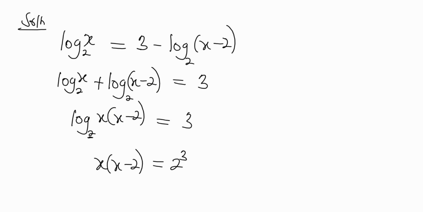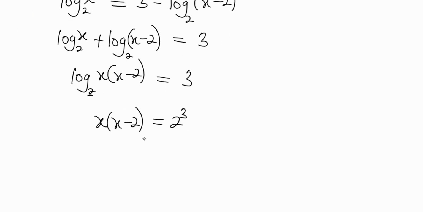Here you are just going to multiply the brackets on the left hand side. So that is x squared minus 2x, equal to 2 exponent 3, which we know to be 8. Now we are seeing a quadratic equation, and we can transpose the 8 to the left hand side of the equation, and that makes x squared minus 2x minus 8 equal to 0.